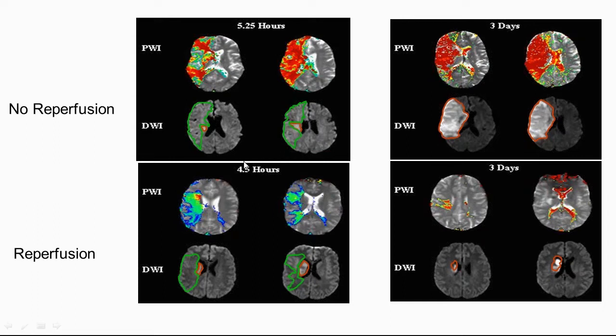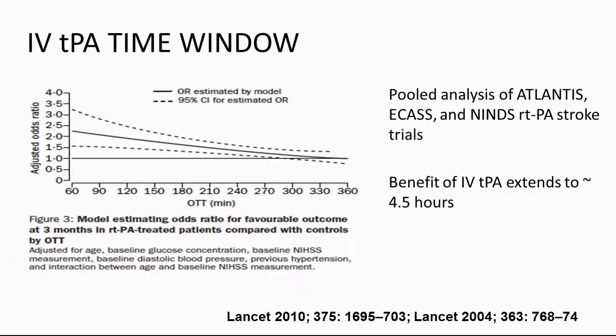Here's a similar patient seen at 4.5 hours where they've got a relatively small diffusion-weighted infarct and then a patchy area of poorly perfused but still viable brain around it. And if they're reperfused, you can see that at 3 days, the infarct has been fairly limited. And this has always been the rationale for acute stroke treatment.